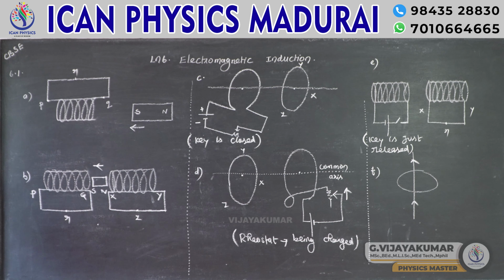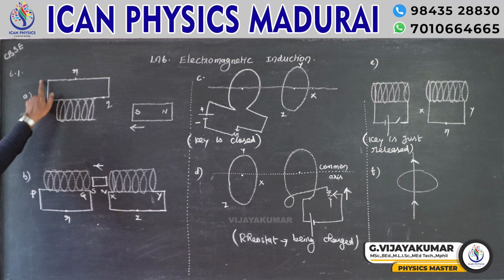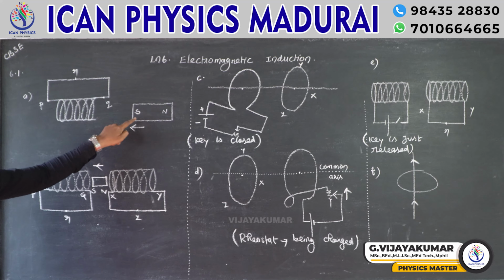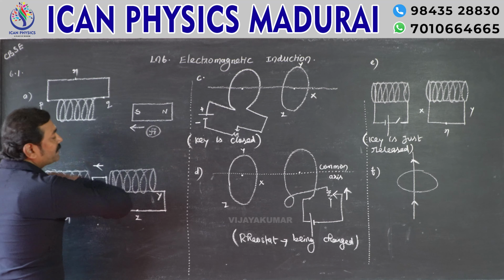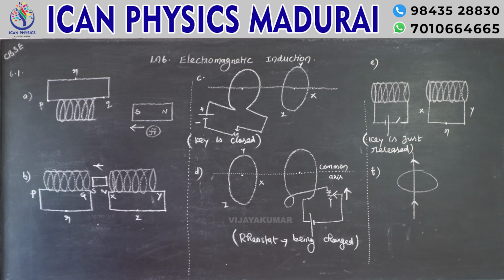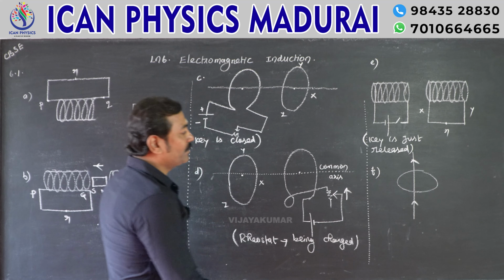Right. So first one, a coil is connected with the external circuit. Here we are having the magnet. Here, this is the very important one. Why? Because the direction. Okay.